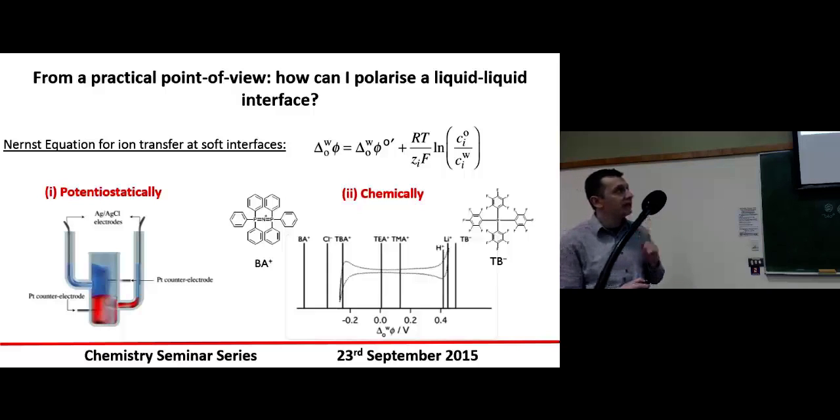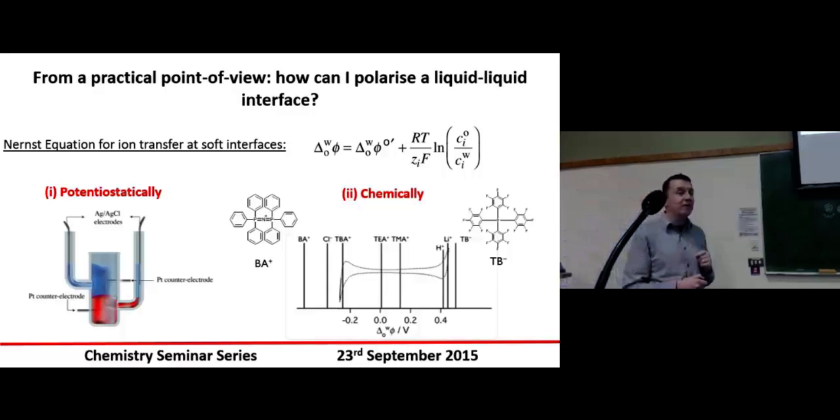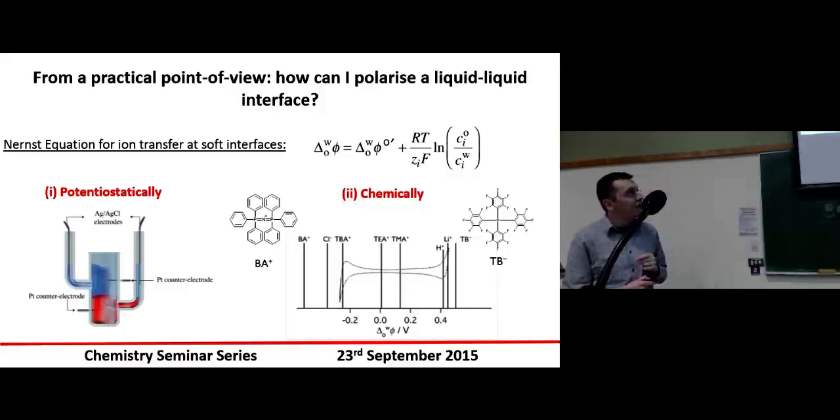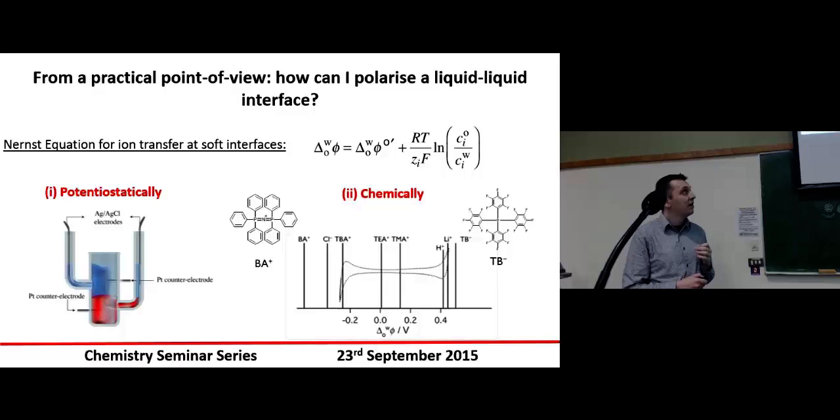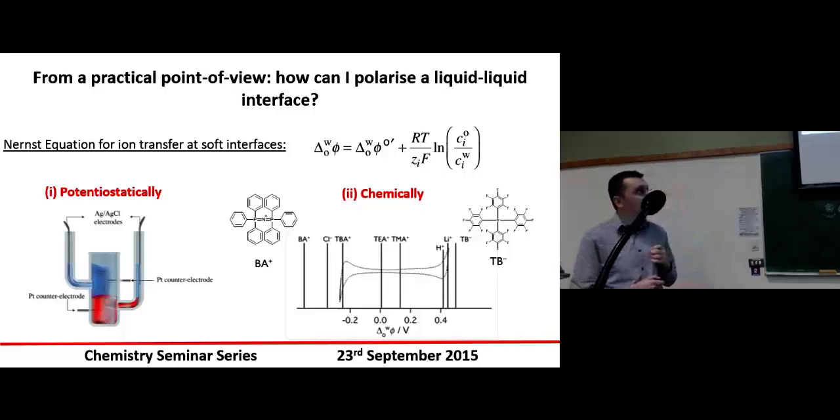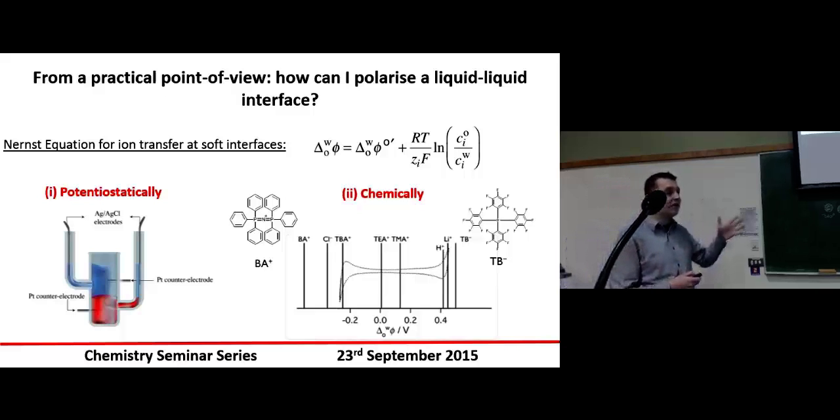Now, very importantly, and especially for any organic chemistry people in the crowd, you can change the ion transfer potential at a liquid-liquid interface chemically by distribution, by controlling this term. So this is the concentration of the ion on either side of the interface. And depending on the ion you pick, you can make the interface positively polarized or negatively polarized.